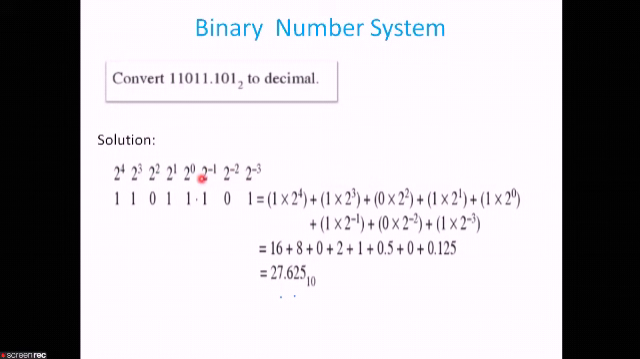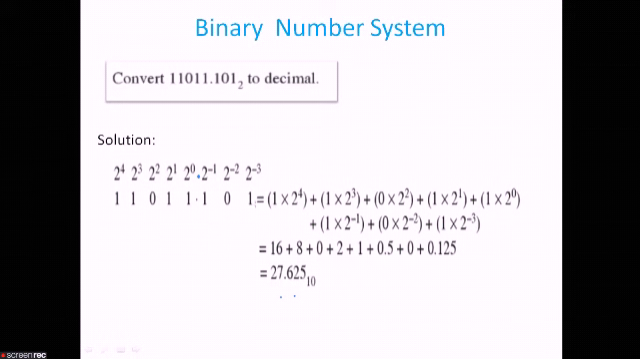Here is a point. For your clarification, let me write the point like this. The point is here. That's why it is 2 to the power of minus 1, 2 to the power of minus 2, 2 to the power of minus 3. Already I have told you this in the previous slides. So there will be a point here. So what is the rule? You have to multiply the number with the positional weight and do the addition. Similarly, we have done it like this.